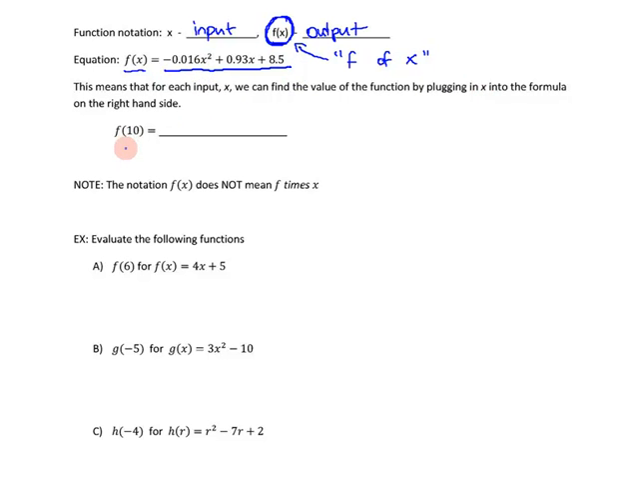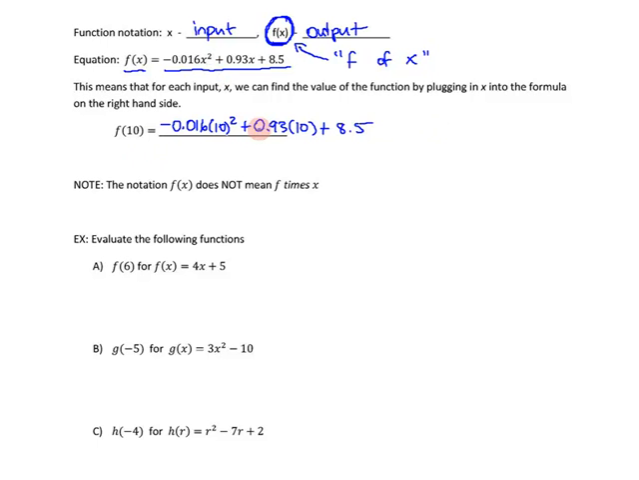So f of 10 doesn't mean multiply f times 10. It means this is a function whose name is f. Like the box on the previous page was a contraption that took inputs and outputs, f is the name of the contraption. 10 is the number I'm throwing into that box. And then how do I figure out what to get out of it? Well, I put 10 into the formula. So I have negative 0.016 times 10 squared plus 0.93 times 10 plus 8.5. So to figure out what the output is when I plug in a 10, I take the 10 and plug it into the formula for the function.